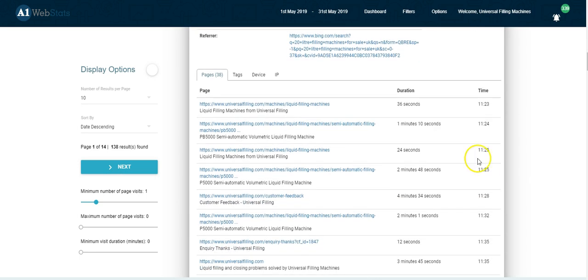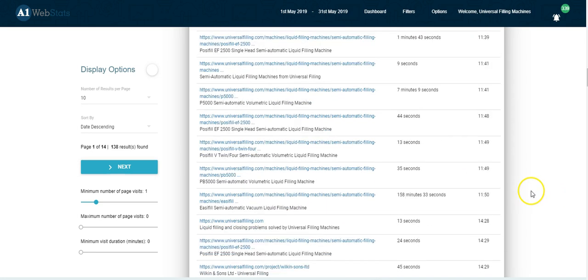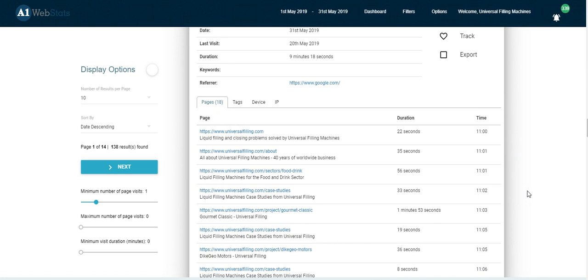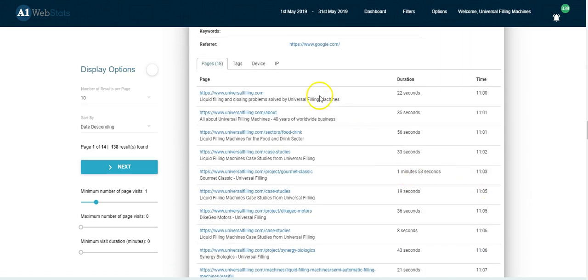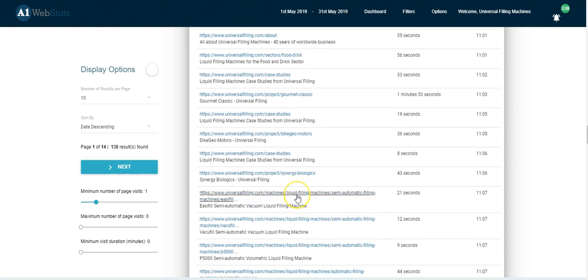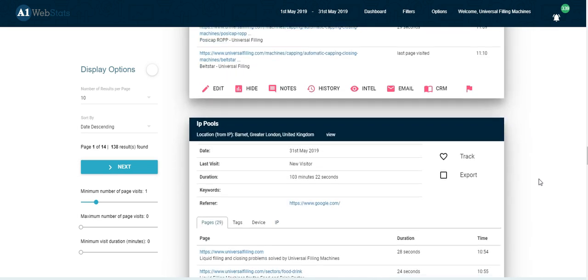So you can see these people looked at the filling machines pages here, and they actually did make contact in this particular case. That's a positive. But you'll see a lot more that went through a path where they didn't make contact. So these people got to a sectors page, did go to the case studies pages, and moved through various case studies, and in this case they did actually get to the machines pages as well, but there'll probably be more people who didn't get to those pages.